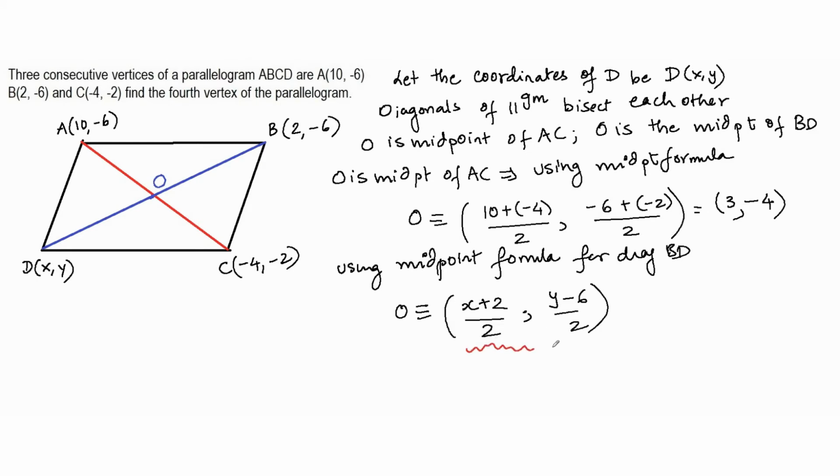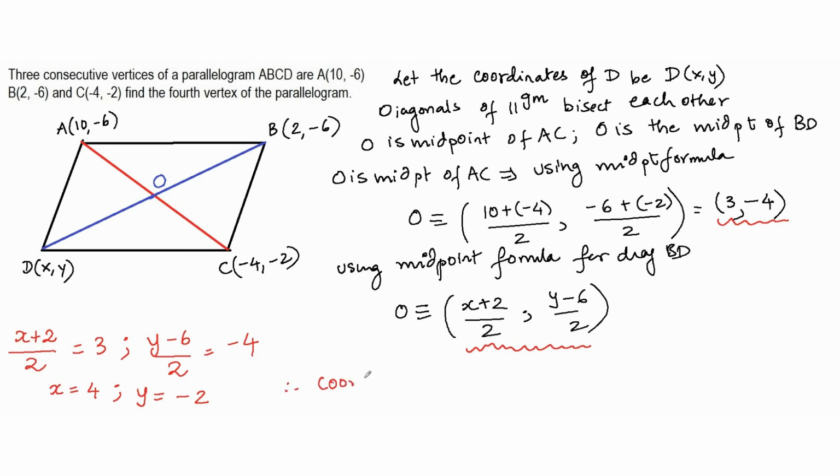So the ordered pair should be equal in both cases. That means (x plus 2) by 2, the x coordinate of O, should be equal to 3. And similarly, (y minus 6) upon 2, the y coordinate of O, should be equal to minus 4, right? So now I can solve these two equations and I get the value of x as 4 and the value of y as minus 2.